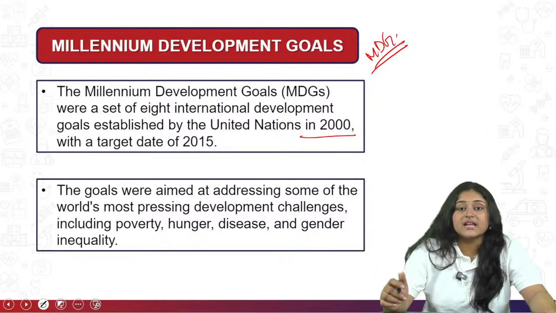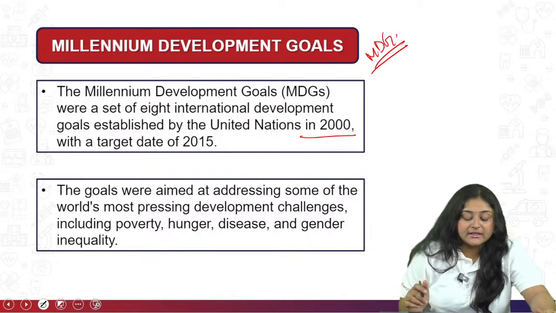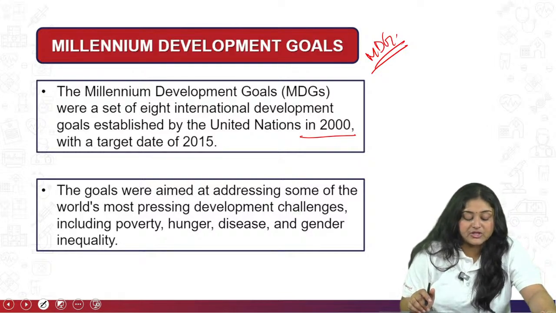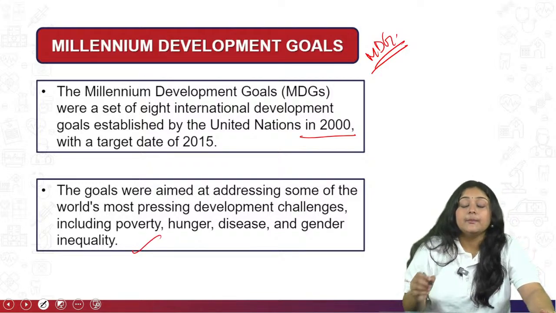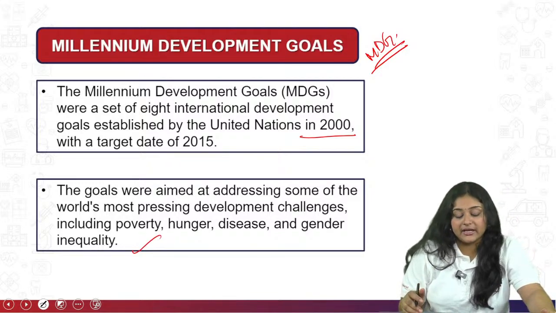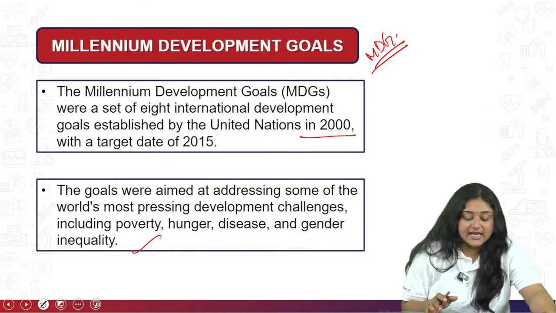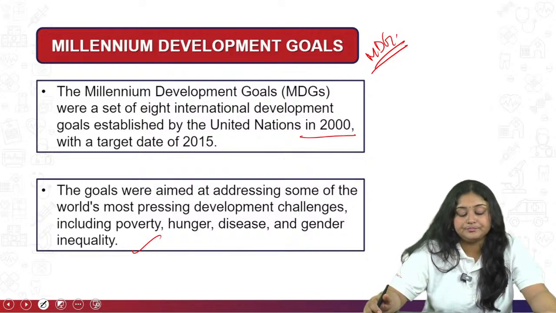So they focused that up to 2015 they would finish all over India. Mainly these goals were aimed at addressing some of the world's most depressing development challenges including poverty, hunger, disease as well as gender equality. Mainly in hilly and tribal areas they have to focus more on the development challenges, including poverty, hunger, disease as well as gender inequality.